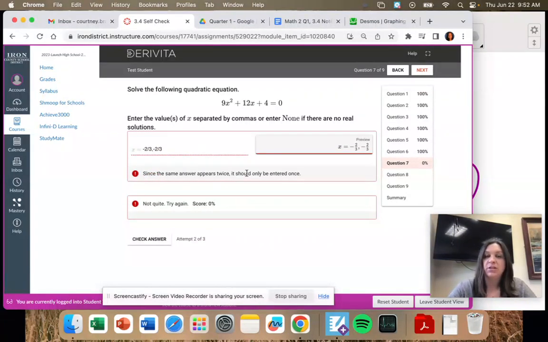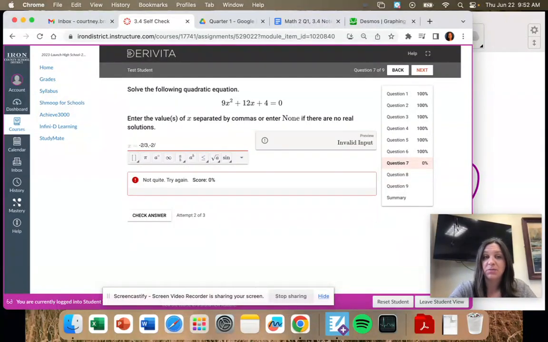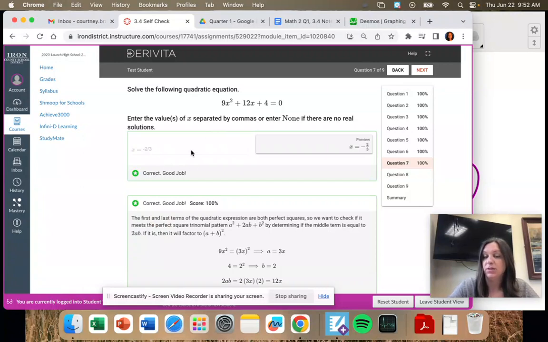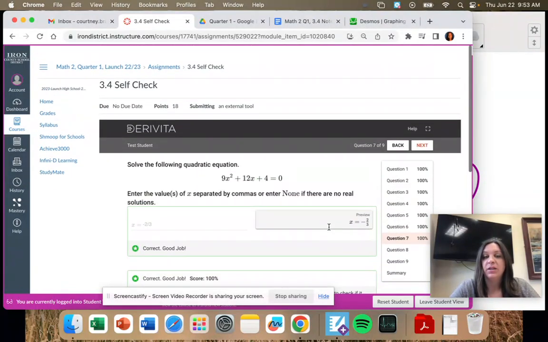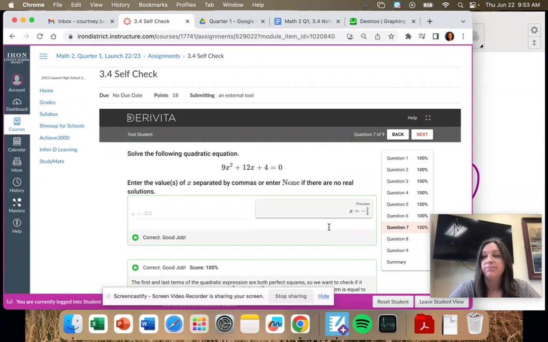Oh, since the same answer appears twice, it should only be entered once. So this is one of those things that sometimes you enter it once, sometimes you enter it twice. If you enter it twice and you get that little error message, just type it in once. If you enter it in once and it wants it twice, it's going to tell you. So that's just kind of a weird thing with Derivita. If that happens on a test, message me, come find me, and we will fix it.